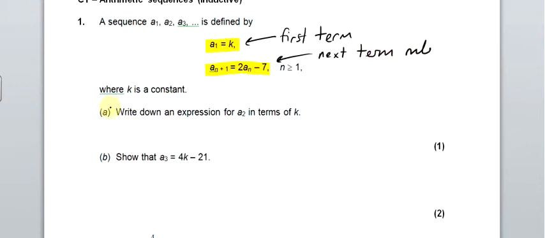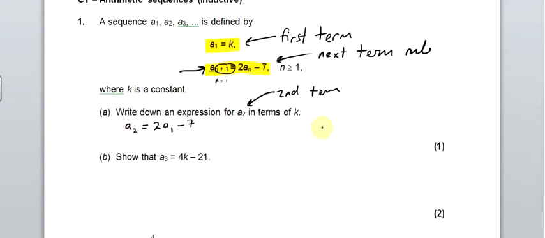So, A, write down an expression for the second term, A2. So, the second term. So, we're going to use this thing here, and I'm just going to notice that this is a 2. So the n plus 1, n must be equal to 1, because 1 plus 1 makes 2. So A2, the second term, is equal to 2A1, the first term, because remember we said this bit here is 2, so n must be 1, which means that this is going to be a 1, minus 7.